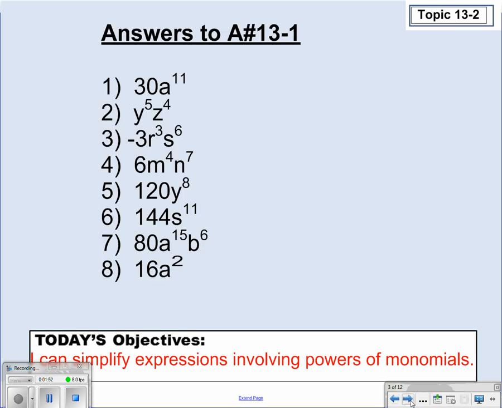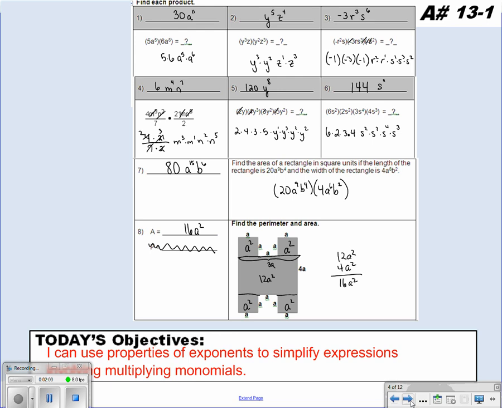These are the answers to assignment 13-1. You may pause the video in order to check your answers. Here are the answers worked out. Again, if you need to see how the answers were gotten, please pause the video at this time in order to check your answers.